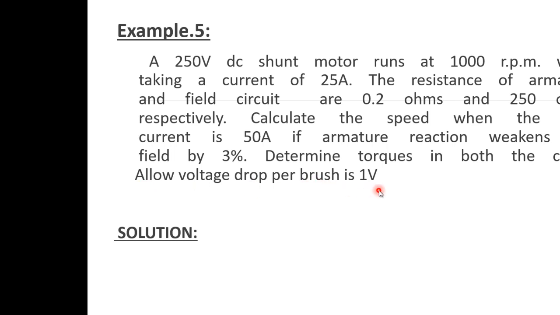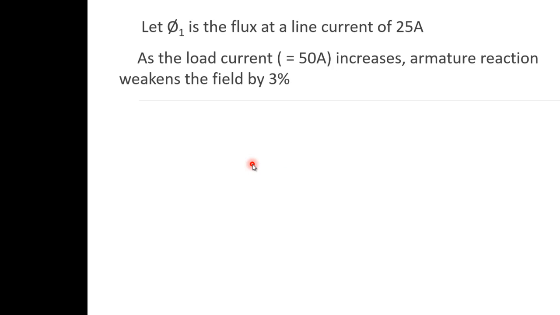Okay. So here they said to calculate the speed when the load current is 50 amps if the armature reaction weakens the field by 3%. Okay, fine. So here V is equal to 250 volts, Ra is 0.2, N is 1000, Rsh is 250, IL1 is equal to 25, IL2 is 50. So phi 1 is the flux at a line current of 25 amps. As the load current, which is equal to 50 amps, increases, armature reaction weakens phi. So phi 2 is equal to (100 minus 3)% of phi 1.